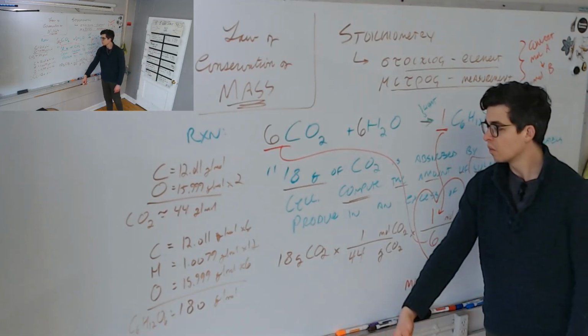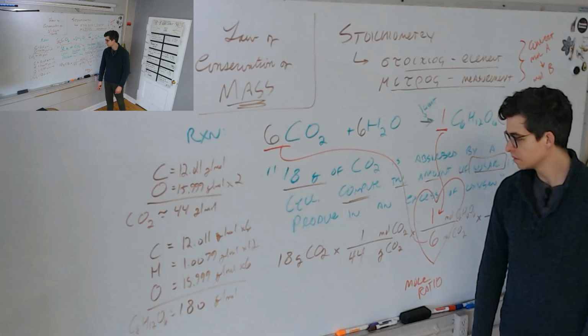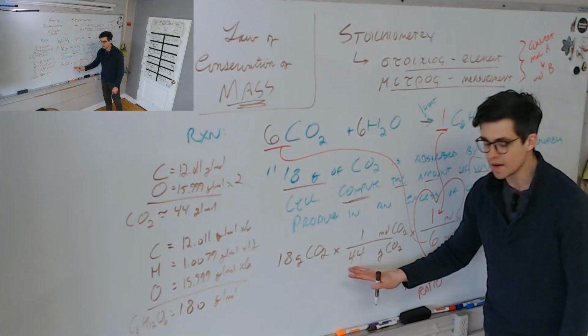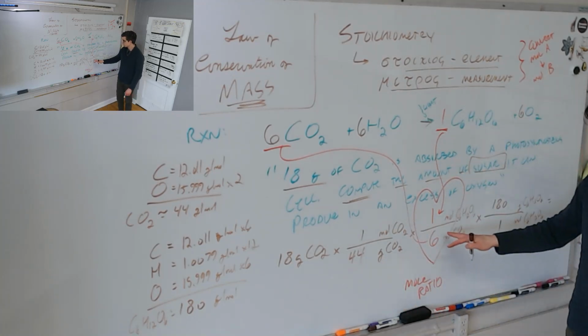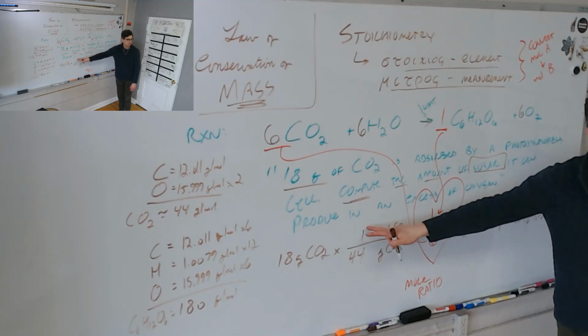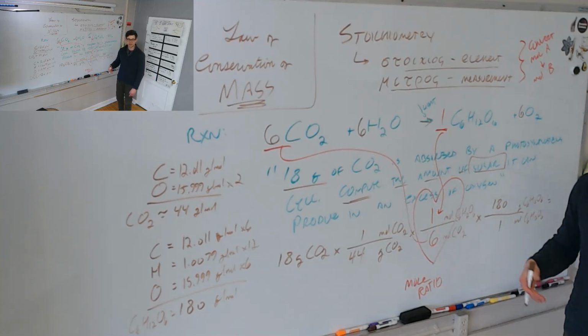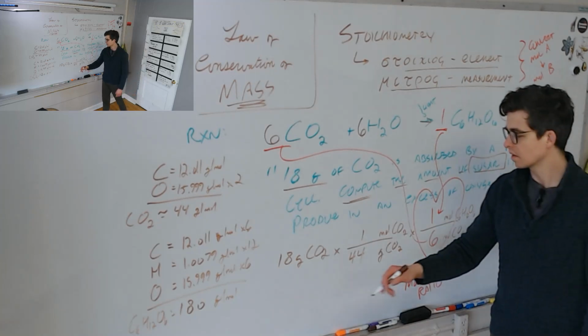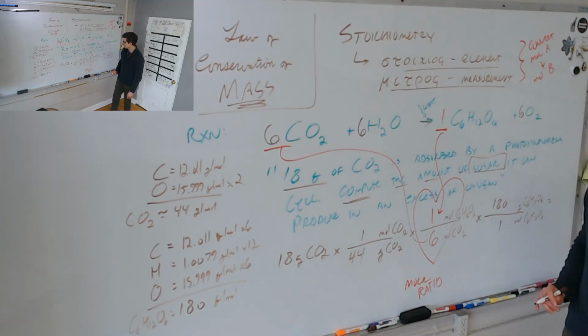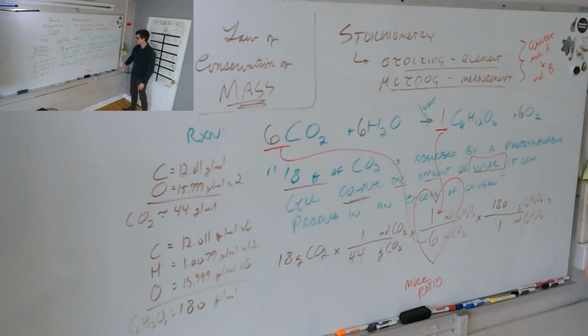Anyway, now we just do it as a conversion. In our calculator, we type in 18, divide it by 44, press enter, divide it by 6. Why am I skipping these top ones? They're just ones. They don't change the value mathematically. If you have to think about it, fine. But let me start over. Now, 18 grams divided by 44, enter, divided by 6, enter, times 180, enter.